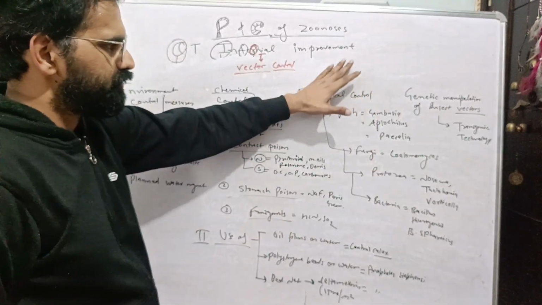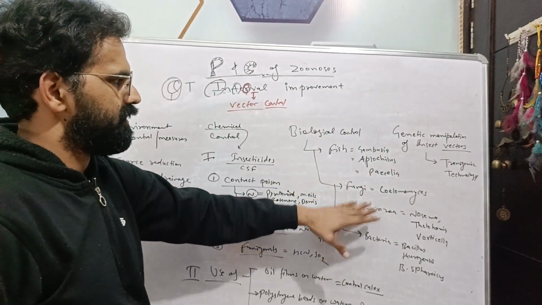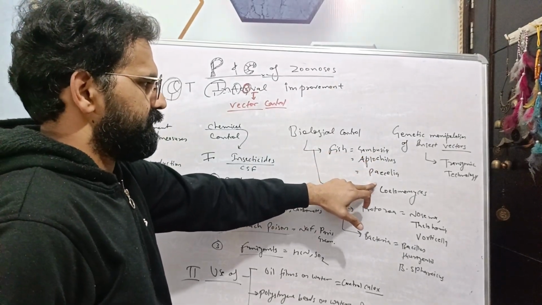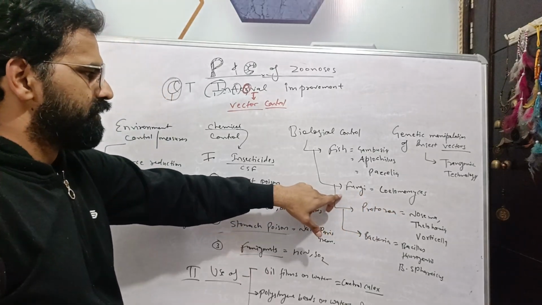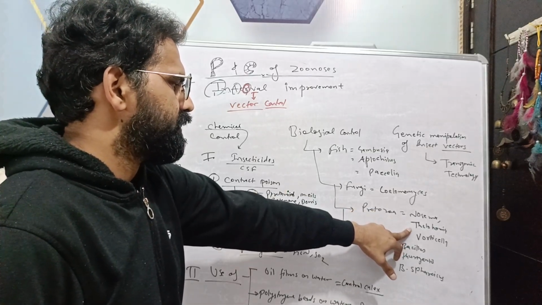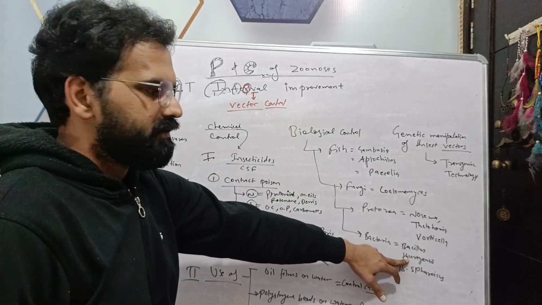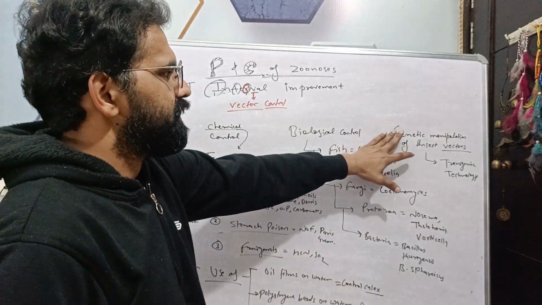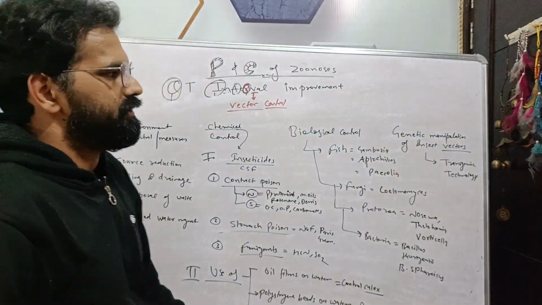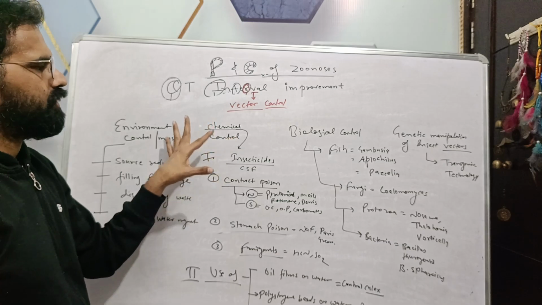Then biological control, using biological agents like fish, fungi, protozoa and bacteria. There are 3 fish species: Gambusia, Aplocheilus, Panchax. For fungi, the most commonly used one is Coelomomyces. Protozoa are 3: Nosema, Thelohania and Vorticella. Bacteria, only one genus, Bacillus, with 2 species: thuringiensis and sphaericus. And last is genetic manipulation of the vectors, through transgenic technology, meaning manipulation of their DNA. So these are the 4 measures for control of the vector.